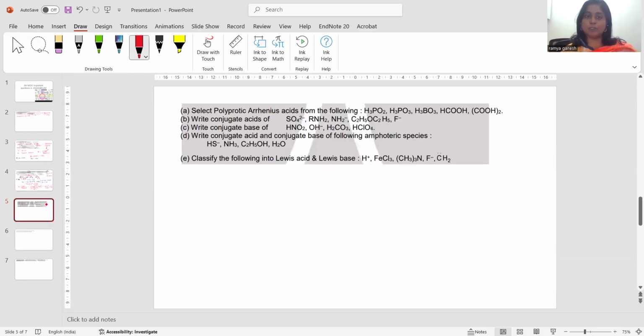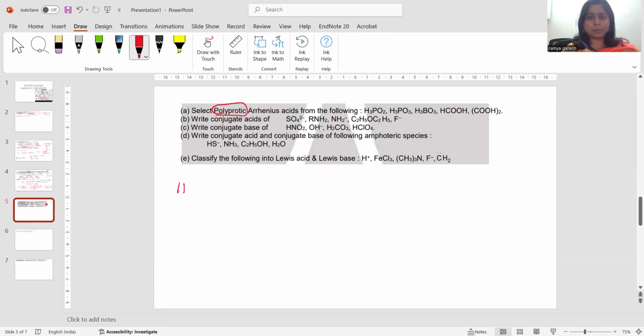Moving on to ionic equilibrium. Select the polyprotic Arrhenius acids from the following. I'm going to choose very few of these, because the rest you can do on your own. I'm going to give you an idea here. What do you mean by the word polyprotic? It means many H plus can be delivered.